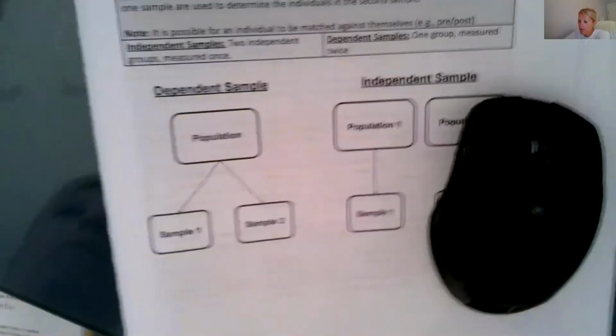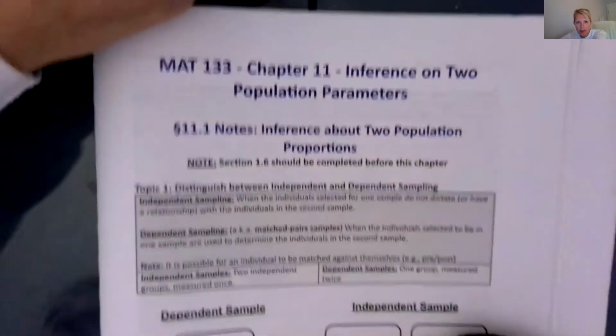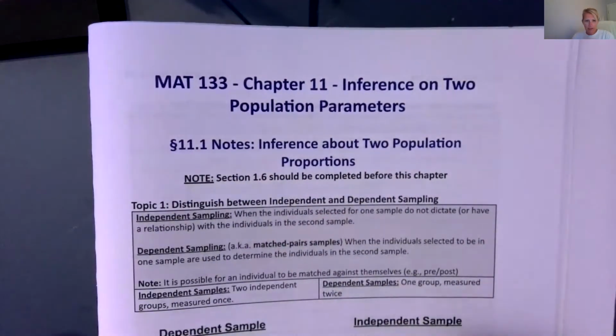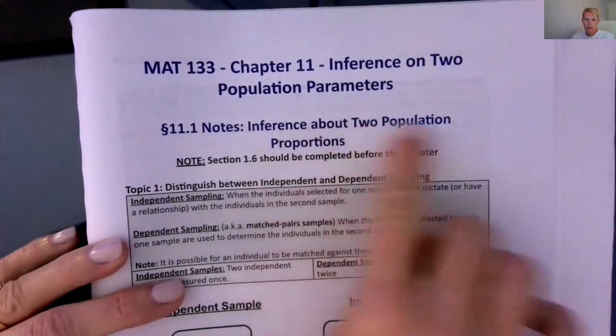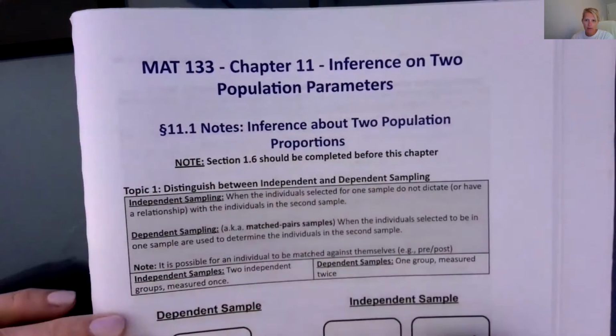Hello, today we're going to work on chapter 11, our last chapter of the semester, and it's all about comparing two samples. So go ahead and turn in your course pack and let's roll. So chapter 11 is inferences on two population parameters. 11.1 is going to be all about comparing two population proportions. Okay, so qualitative data.